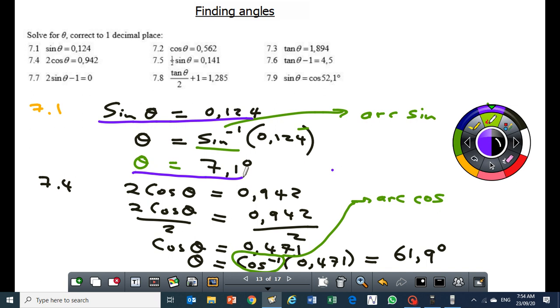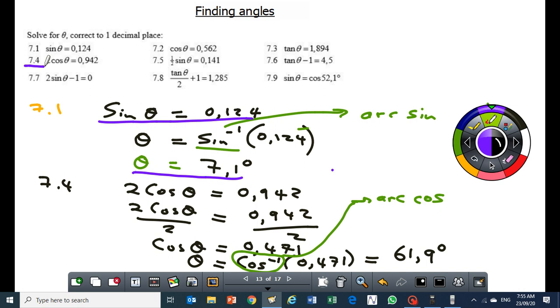Then the second one, I did 7.4. That equation becomes slightly complex. It's 2 cos theta equal to 0,942. Now, your knowledge of equations is required here. We need to isolate, or make, cos theta the subject. Cos theta is one term.